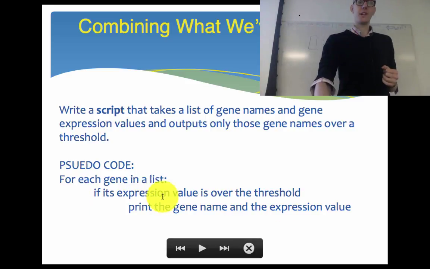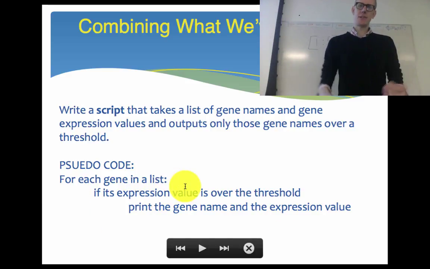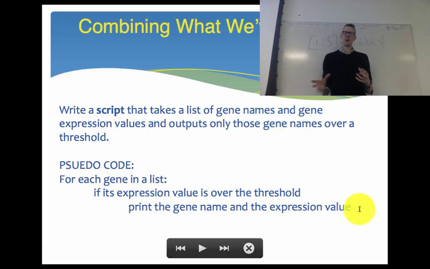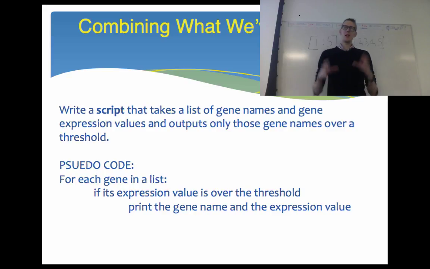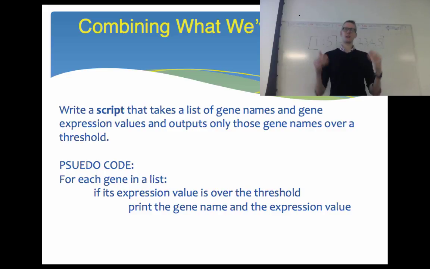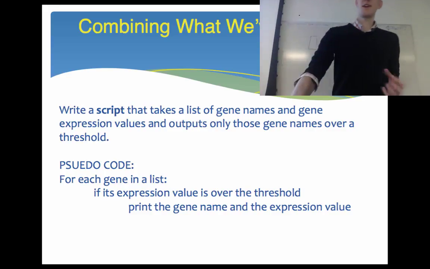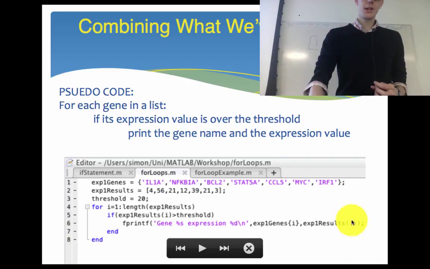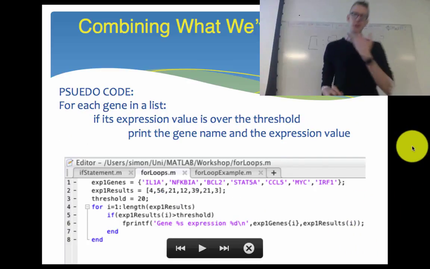Well, I would tell it for each gene in a list, if its expression value is over the threshold, print the gene name and the expression value. So this is just the broad algorithmic approach that I want to use. Now that I know that this approach will accomplish the task that I want, I can convert those lines into real code using the things we've learned so far. So here's what that might look like. I've left the pseudocode at the top.